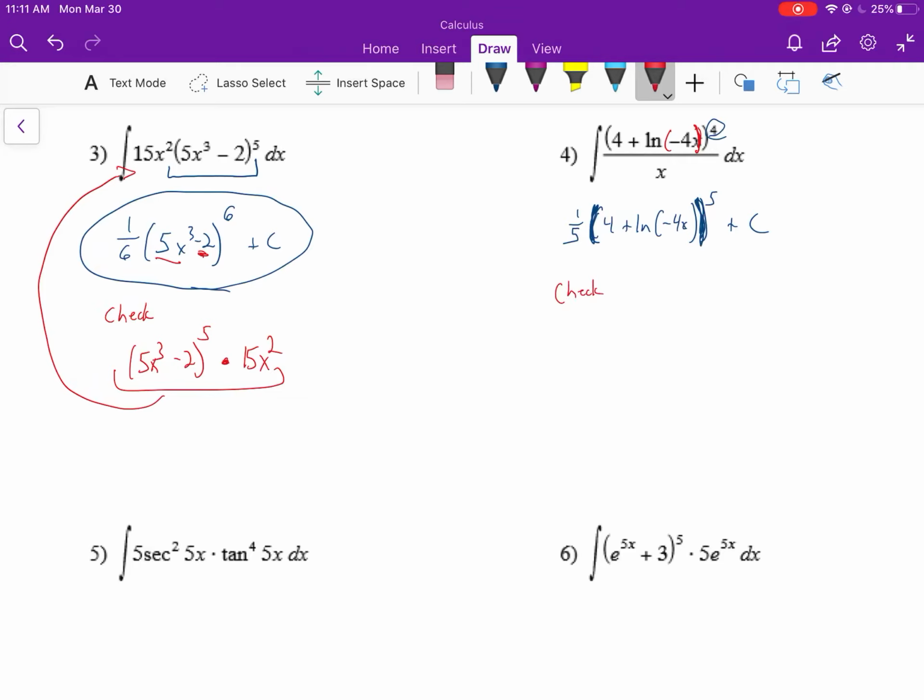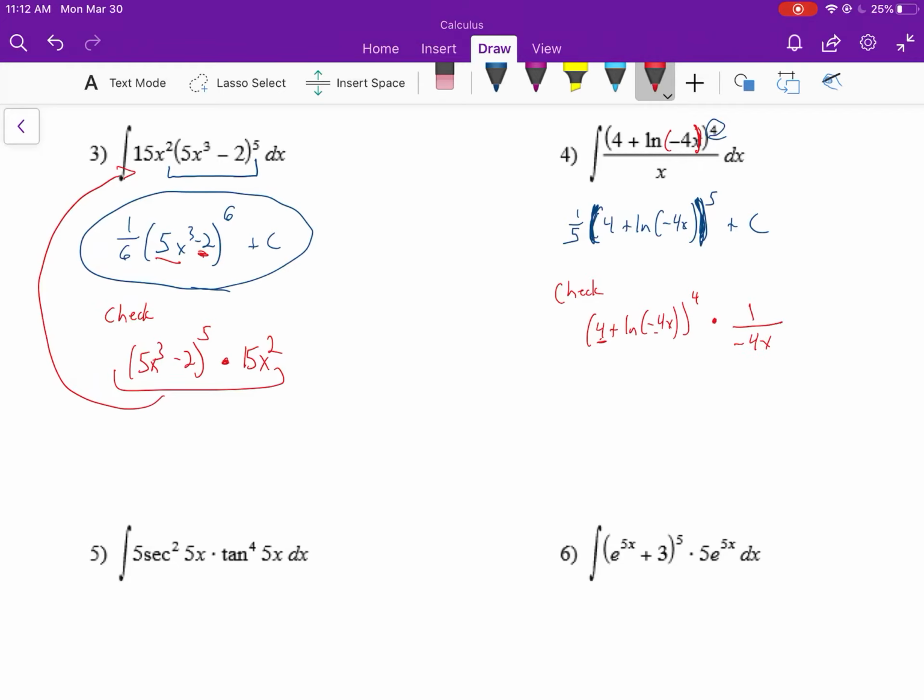So the 5 comes out front. This is going to be 4 plus natural log of negative 4x to the 4th power. And we're going to multiply by the derivative of what's inside. The derivative of 4 is 0. The derivative of natural log is 1 over whatever's in there. So 1 over negative 4x.